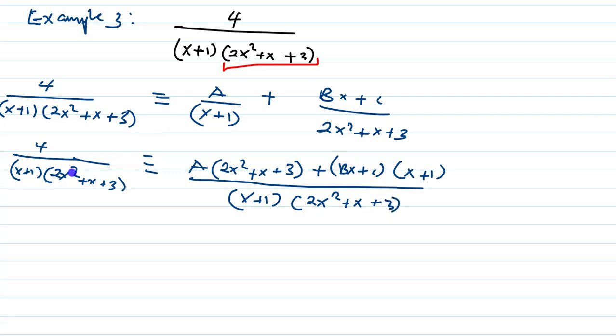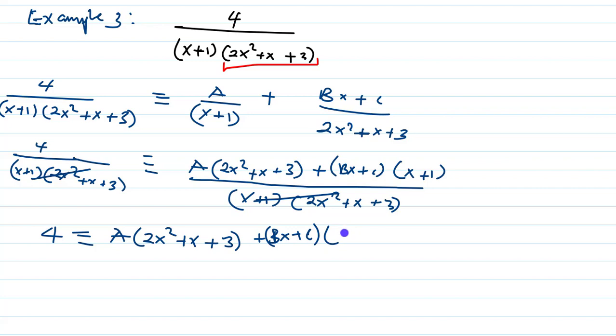Alright, so the denominators will cancel out. I remain with 4 being equivalent to a into 2x squared plus x plus 3 plus bx plus c, all this into x plus 1. Okay, so let's choose some nice values of x here. What value would you choose? Let's choose -1, right? Because that will make all this to be 0.